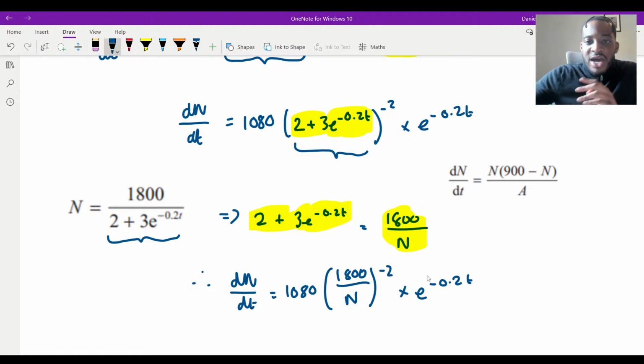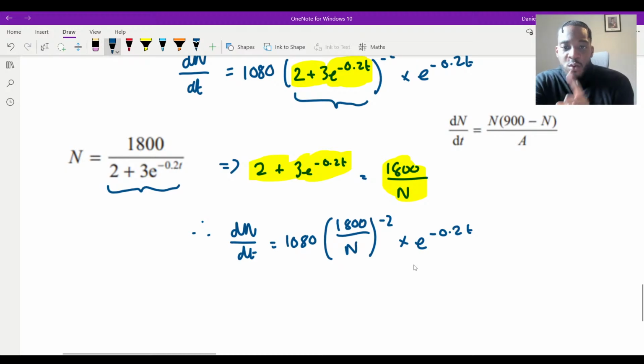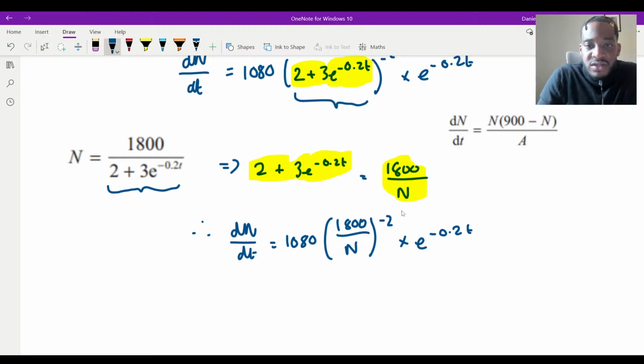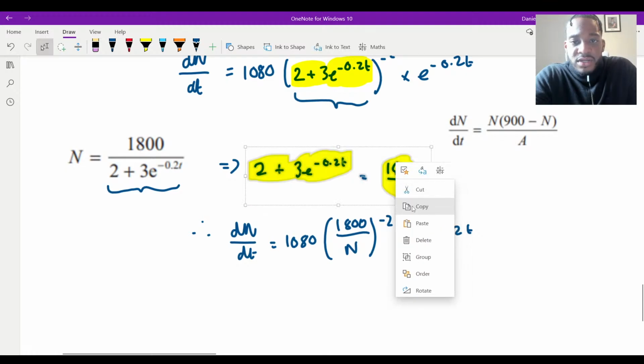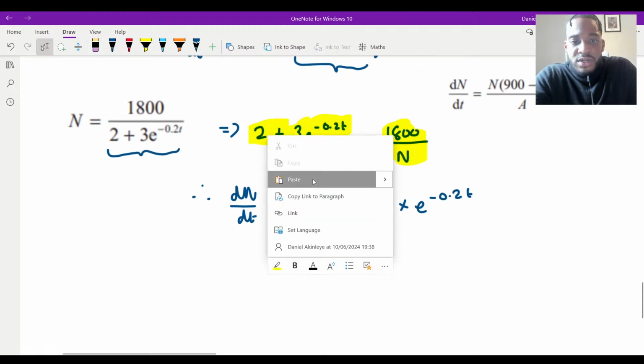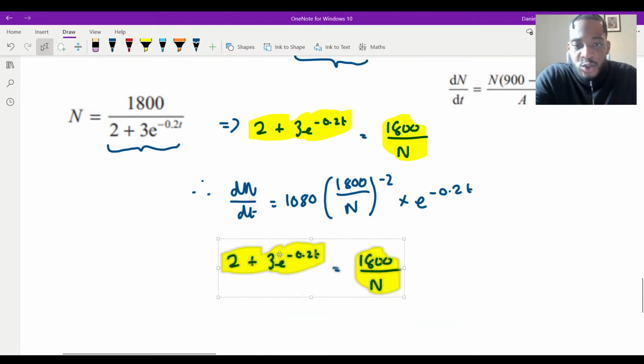All right, cool. So now we are here and we need to get everything in terms of n, don't we? So remember, what we need to do now is look at that e to the minus 0.2t. We need to rearrange that, right? Let me copy this. Anyways, we want to get e to the minus 0.2t on its own.